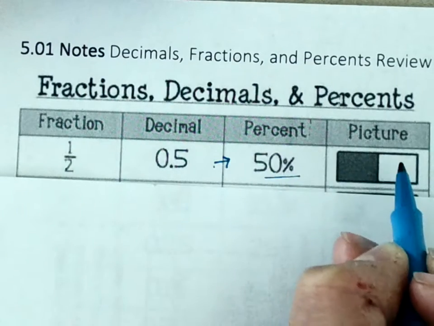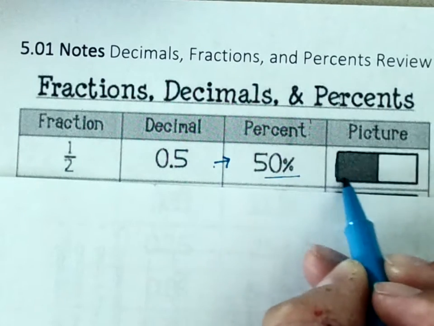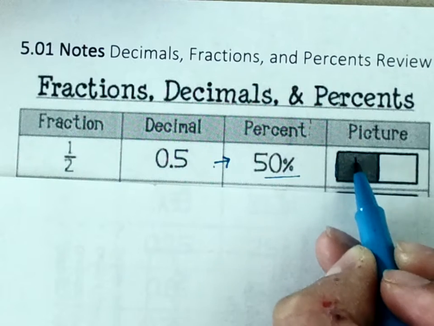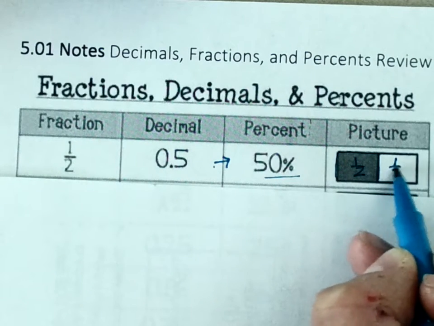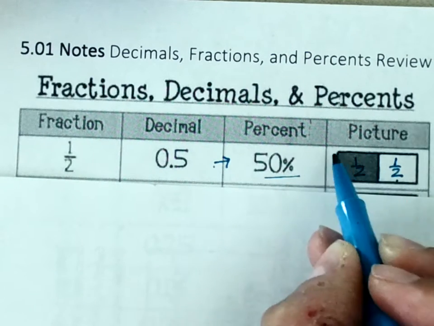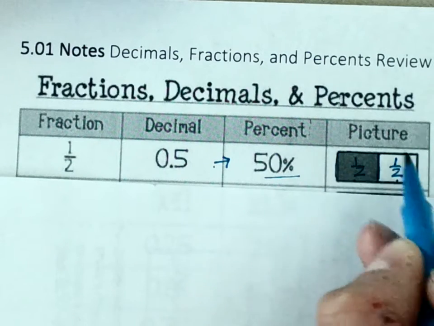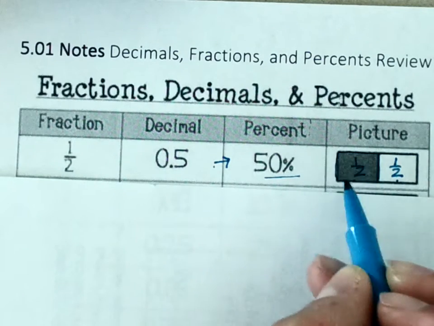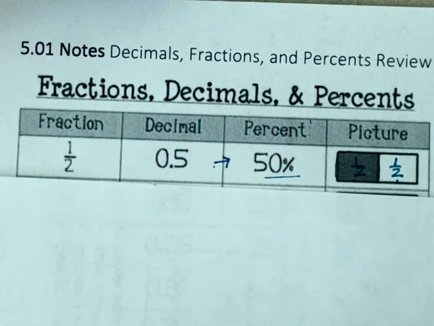Now as a picture, we have a rectangle here that's been cut into 2 equal parts. This is 1/2, and this is 1/2. 1/2 plus 1/2 equals 1 whole. This picture represents 1/2 because we have shaded 1/2 of it.